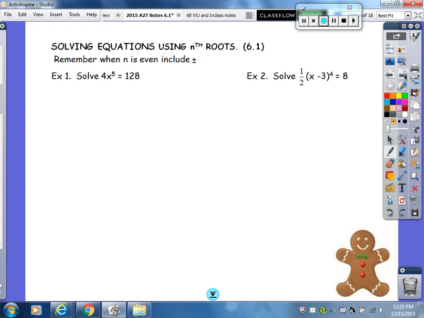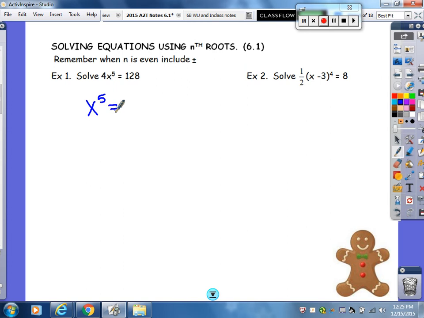Alright, first thing we're going to do is isolate. So I'm going to divide both sides by 4. So we're going to get x to the 5th is equal to 32.